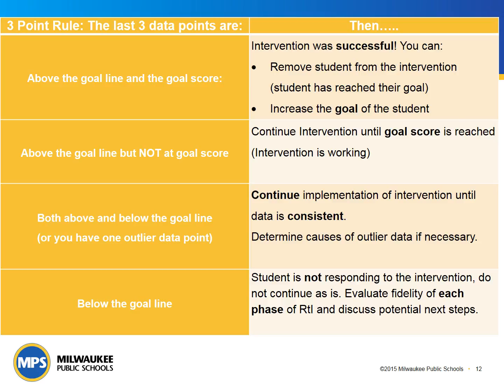If the last 3 data points are below the goal line, this indicates the intervention is not successful with the student and the teacher or teacher team should work with the Building Intervention Team, or BIT, on next steps.